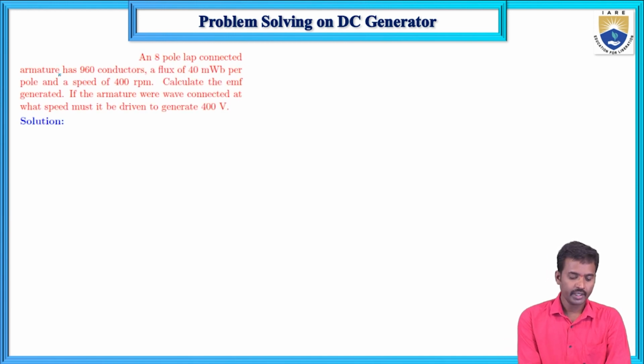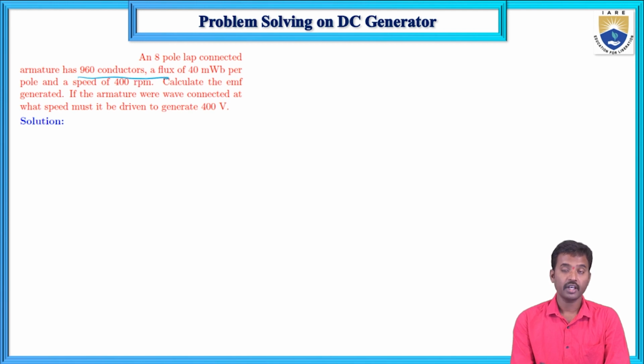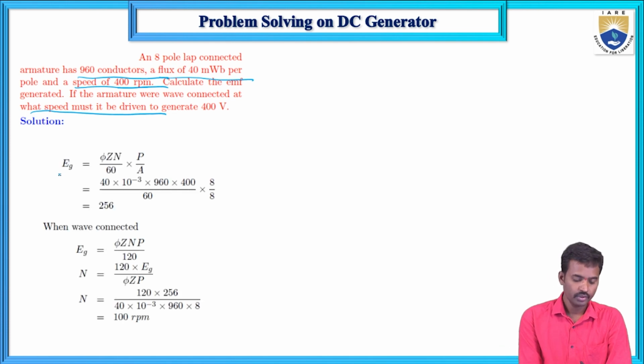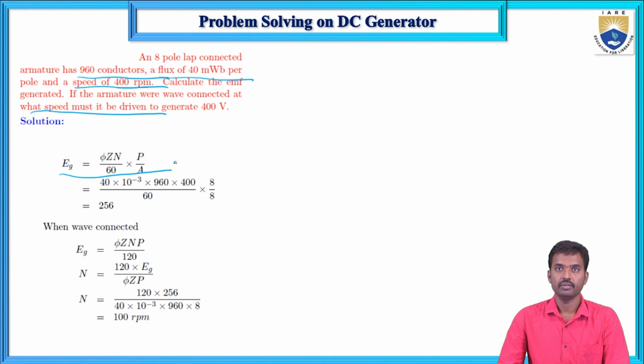An 8-pole lap connected armature has 960 conductors, a flux of 40 milliwebers per pole, and the speed is 400 RPM. Calculate the EMF generated. If the armature were wave connected, at what speed must it be driven to generate 400 volts? So now here, EG equals ZNφ by 60. Same thing here, so here we solve this problem also.